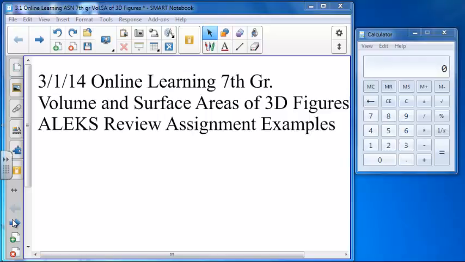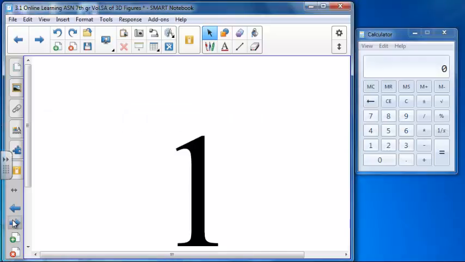Let's start with the ALEKS assignment, question number 1, of volume and surface area. There is a large circular pool with a diameter of 24 yards. A ring-shaped path goes around the pool. Its width is 6 yards.